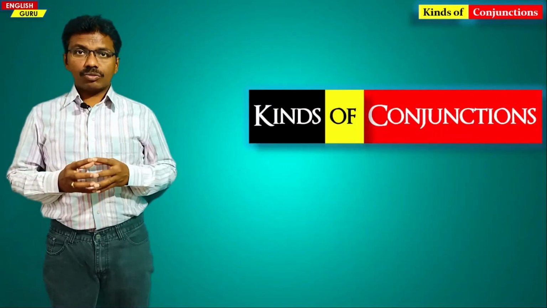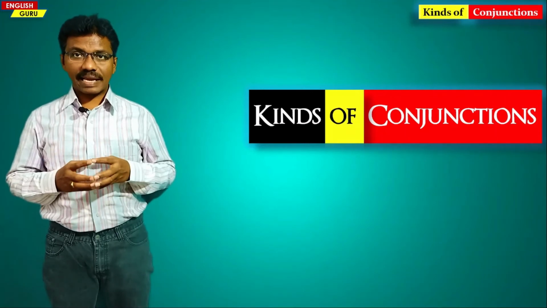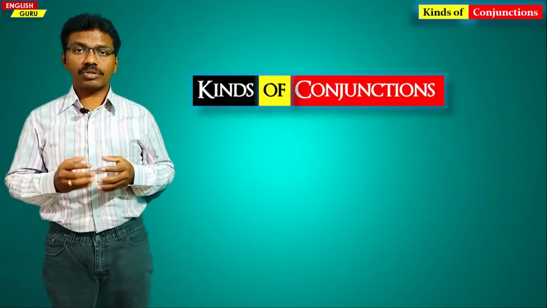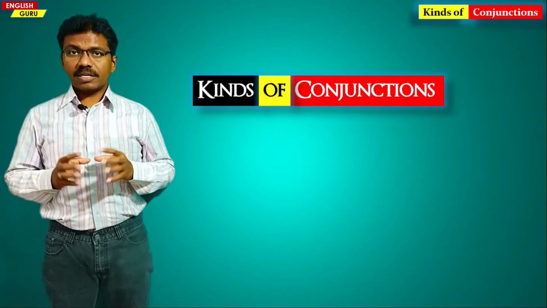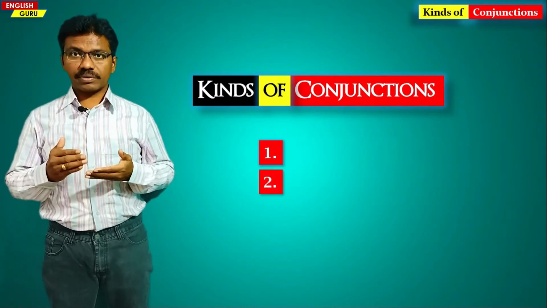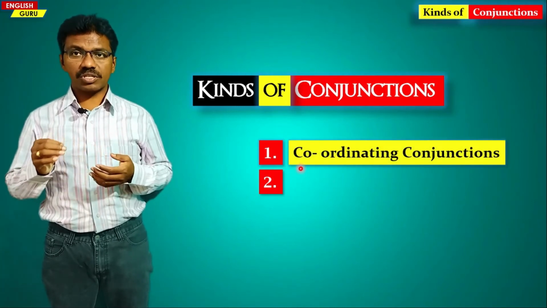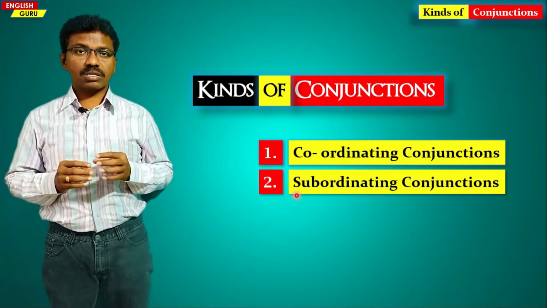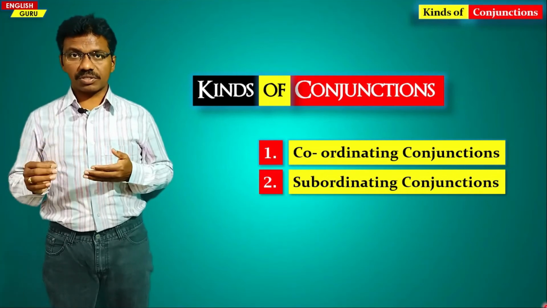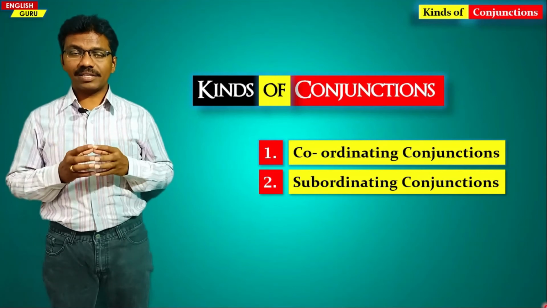Now let us try to know how many kinds of conjunctions there are in the English language and try to know more about them. According to some grammarians, conjunctions are basically divided into two categories. The first one is coordinating conjunctions, the second one is subordinating conjunctions. Now let us try to know about both of them in detail.